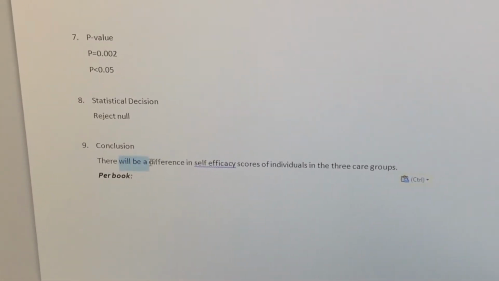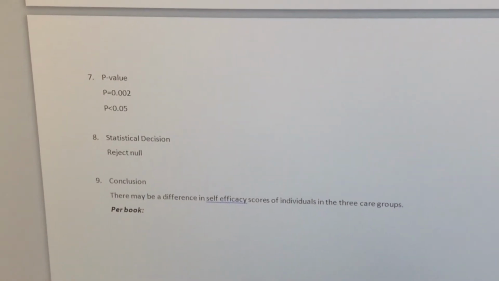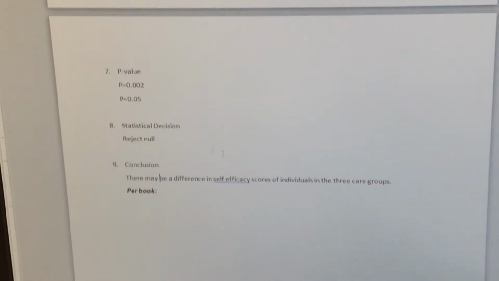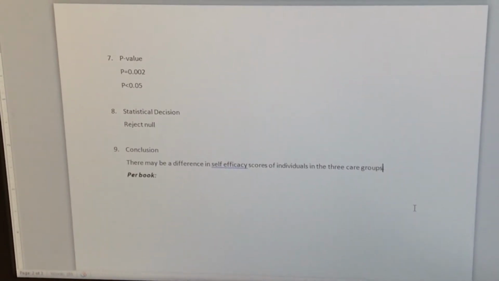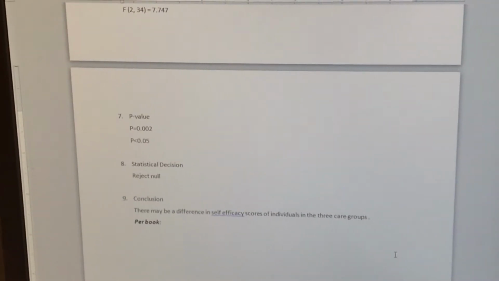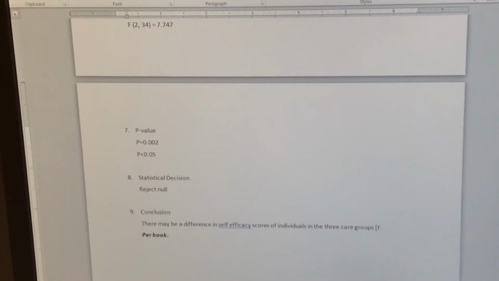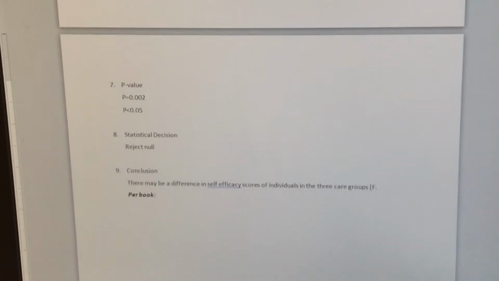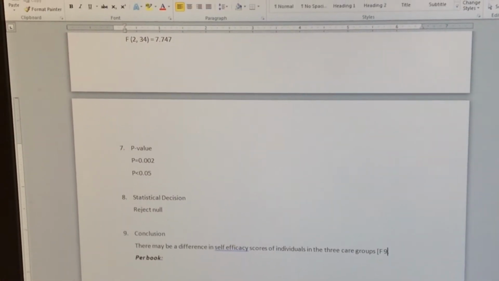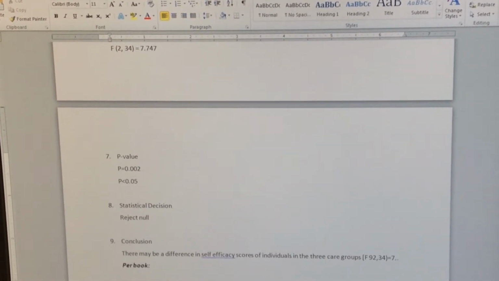So we're going to say there may be a difference in self-efficacy scores of individuals in the 3 groups. And again, Dr. Slining and I, or any other person that reads research, is going to go, well, how do you know that? And so you have to provide the statistics to substantiate the conclusion. Otherwise, we're not going to trust you. We want to see the numbers. We want to see the evidence.